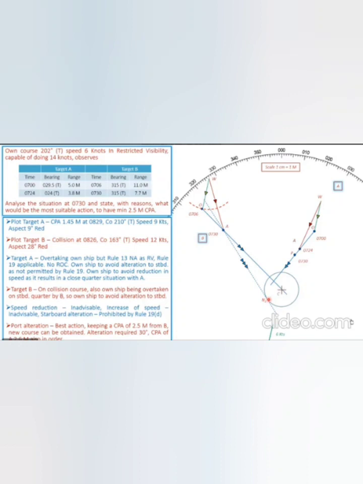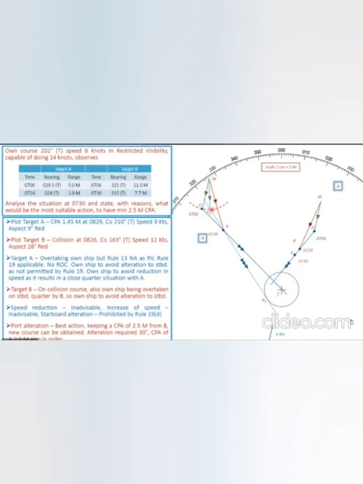Now we want to have an alteration of course to port to achieve this CPA. So what we do now is we open up our compass equal to distance WO, Whiskey Oscar. This is the distance covered by own ship in the plotting interval of 24 minutes. Since there is no change in speed, we will be doing this much distance. So we open up our compass, radius equal to WO, Whiskey Oscar. We center our compass at point W, Whiskey, and we draw an arc. You can see this red color arc coming up on the plot. Now this red color arc cuts our new relative line of approach, that is the dotted line, at this particular point here. You can follow the laser pointer. This is the point where the arc cuts the new line of approach. Let us name this point as Oscar 1.